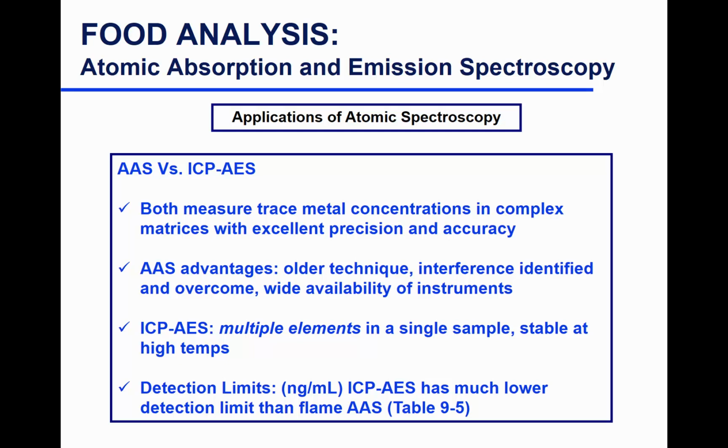ICP, the main advantage is you can detect multiple elements in a single sample. And the sample is stable at high temperature, so there is no chance of ionization. This is very important, I didn't mention it before. In plasma, because of the presence of high ions in the plasma, they prevent the ionization of your atoms. So you don't have to worry about the plasma being too hot. And the detection limit is really low for ICP compared to AA.